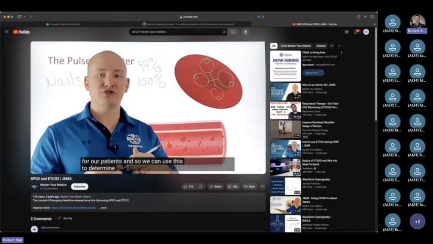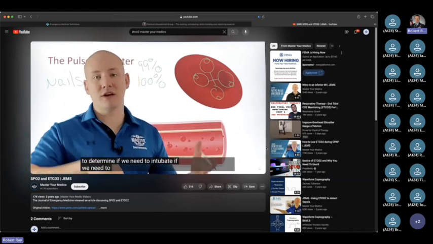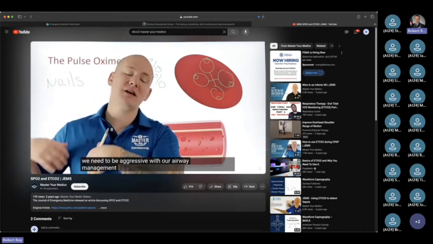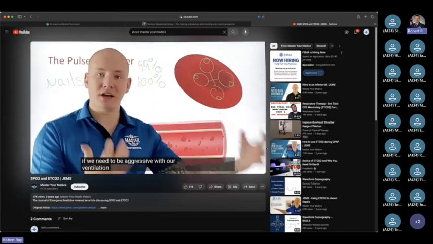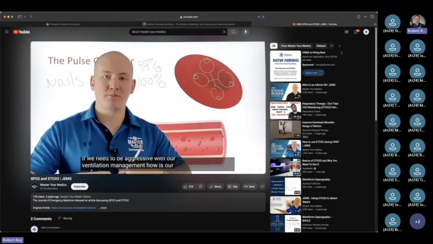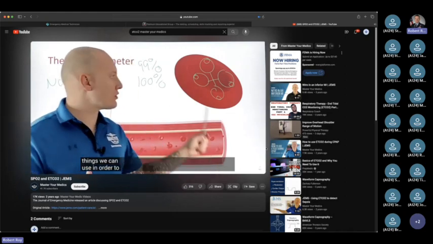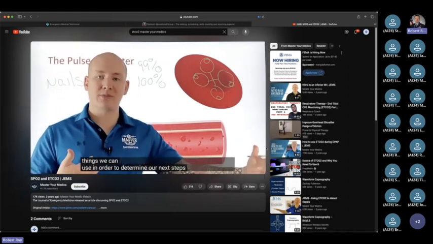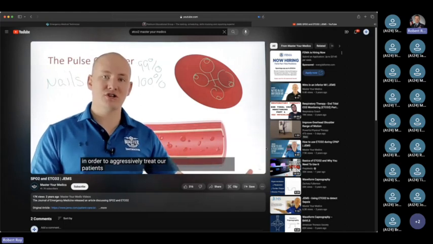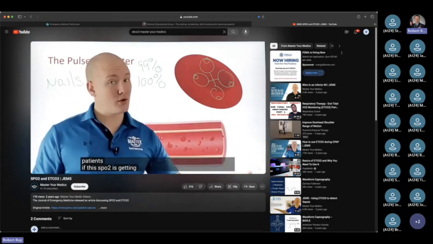And so we can use this to determine if we need to intubate, if we need to be aggressive with our airway management, if we need to be aggressive with our ventilation management, how is our perfusion doing? These are the kind of things we can use in order to determine our next steps in order to aggressively treat our patients if this SpO2 is getting worse.